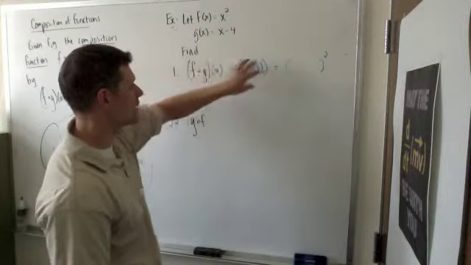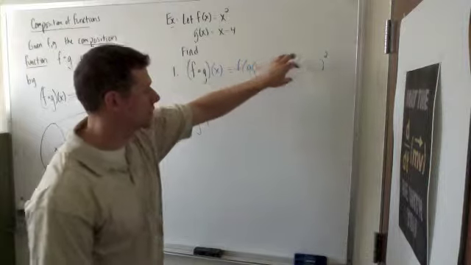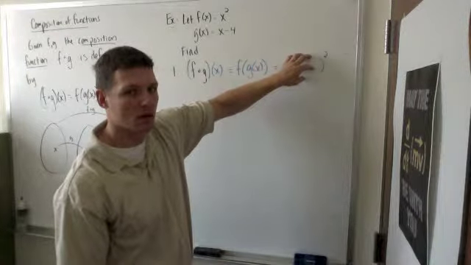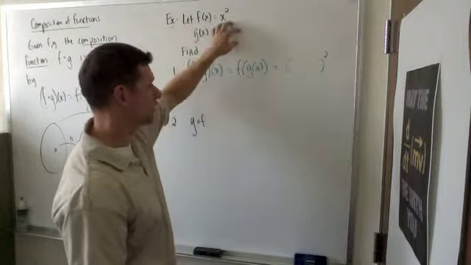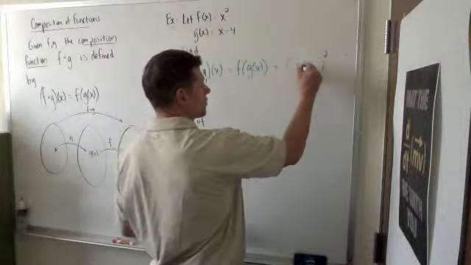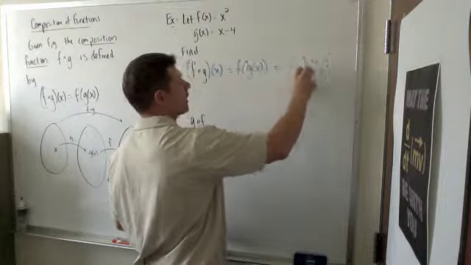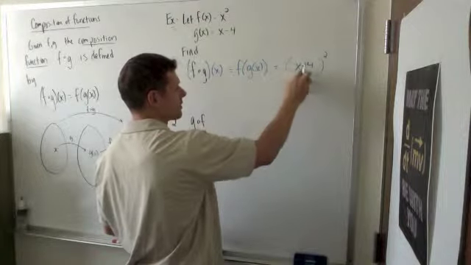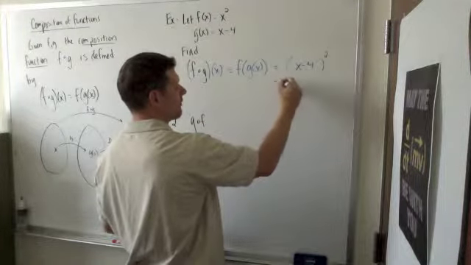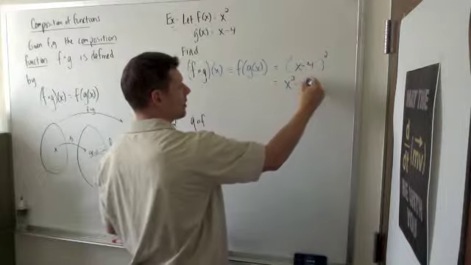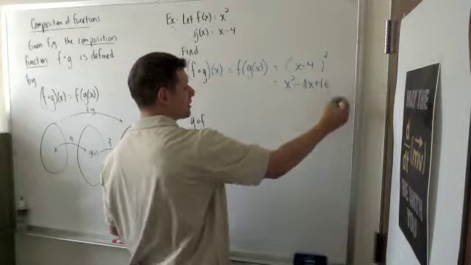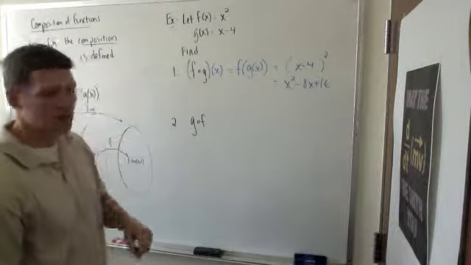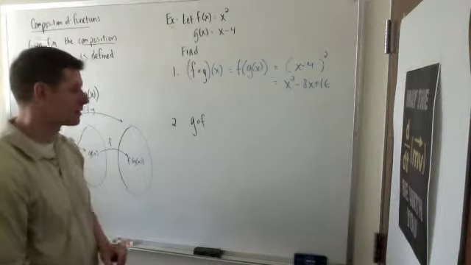What's stuff in this case? Well, my stuff is g of x. So I want to put g of x right here. Well, what's g of x? X minus 4. F of stuff is stuff squared. What's stuff? X minus 4. So we get x minus 4 squared. If I multiply this out, I get x squared minus 8x plus 16. So f of g of x turns out to be x squared minus 8x plus 16.